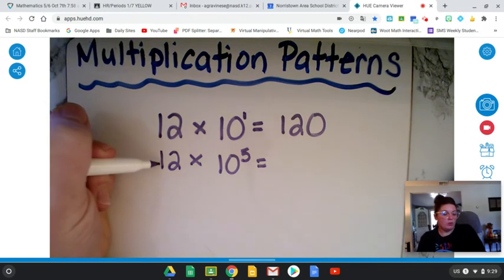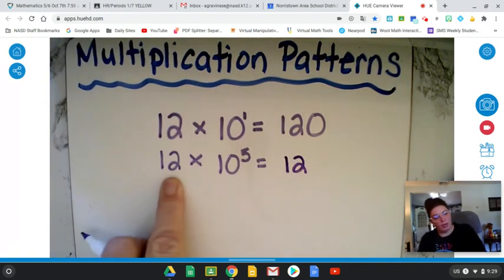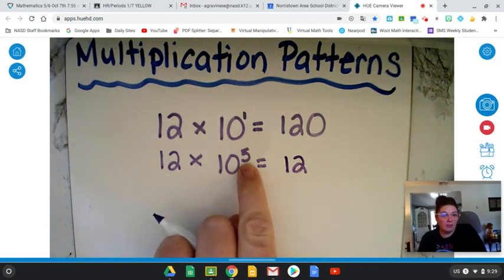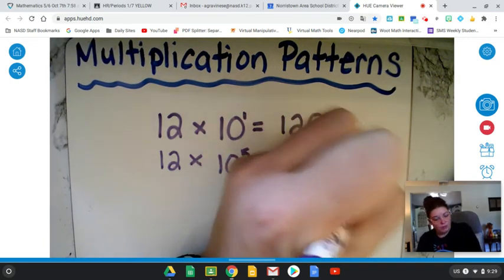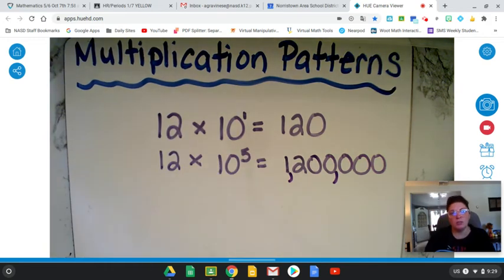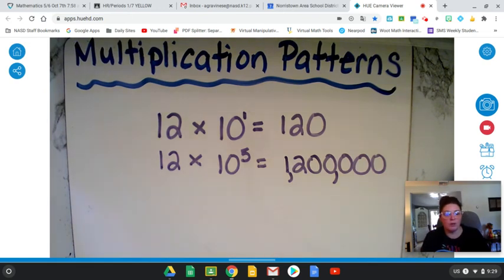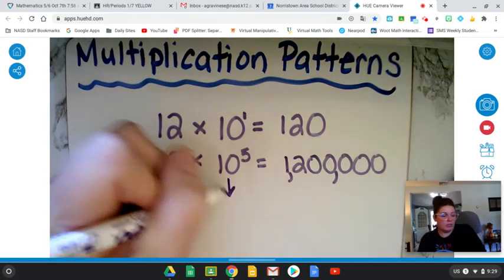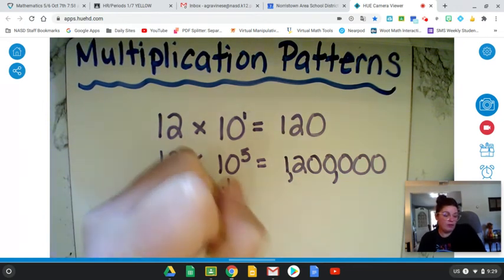So 12 times 10 to the 5th. What I can do is write my factor 12 and then add 5 zeros after that. 1, 2, 3, 4, 5. And let's get our commas in the correct places. So 12 times 10 to the 5th power is 1,200,000. Well, why? Let's break down 10 to the 5th power. It's 10 multiplied by itself 5 times.